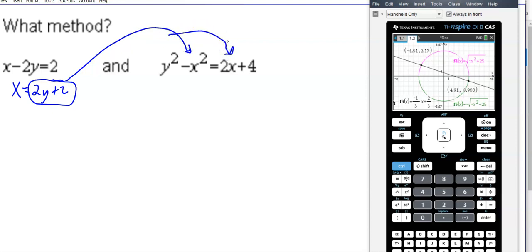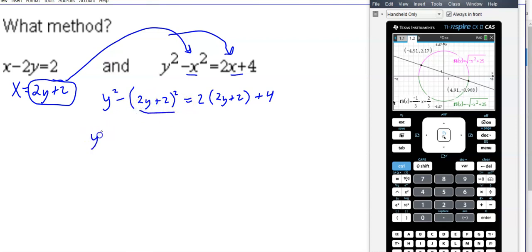Oh my goodness, this is going to be so much work. So let's see what happens. So y squared minus 2y plus 2 squared equals 2 times 2y plus 2 plus 4. So I had to plug it in twice there. Everywhere there's an x, I plugged in, with parentheses, 2y plus 2, which means this one, we're going to have to FOIL, right?